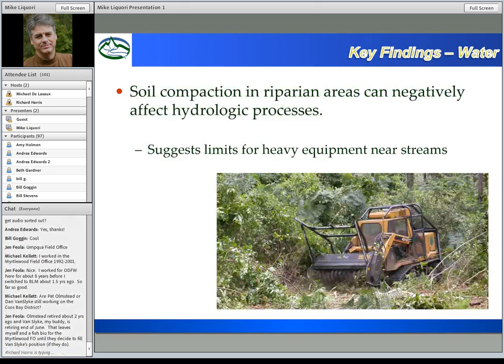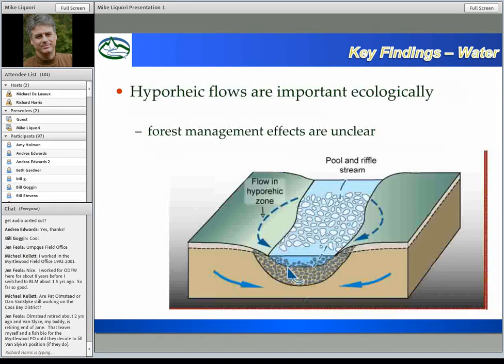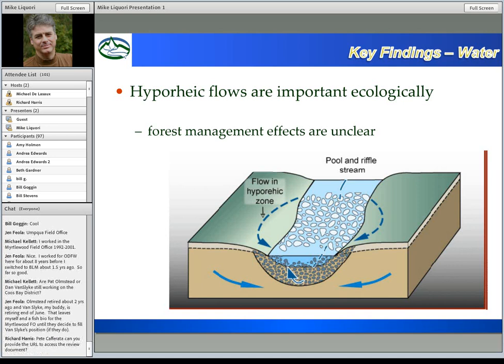We also found that there were soil compaction issues that can easily be addressed by just excluding heavy equipment near streams. And we also found that there was an important hyporheic process. Hyporheic zones, for some of you who may not be familiar with that term, is the dynamics of water going from the surface water into the groundwater and then back into the surface water.